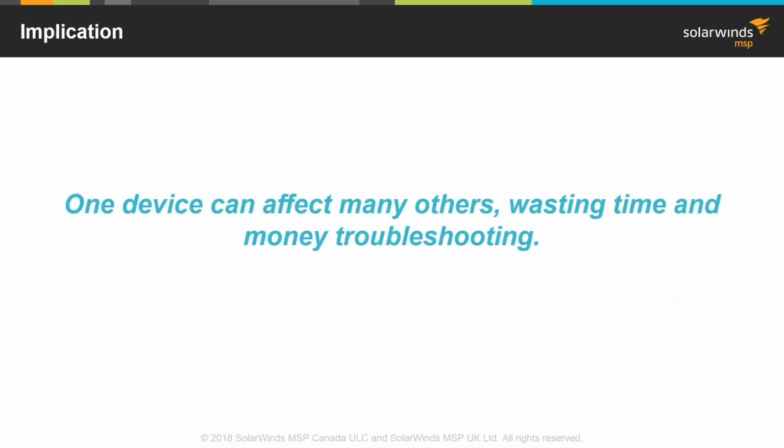So the implication here is that one device can affect many others, wasting time and money troubleshooting. Right? Your customers live off of uptime. You live off of making sure they don't have a minute of downtime. A lot of MSPs want to make sure that they have that 99.99% uptime for their customers, and they can put that on their advertising slogans.